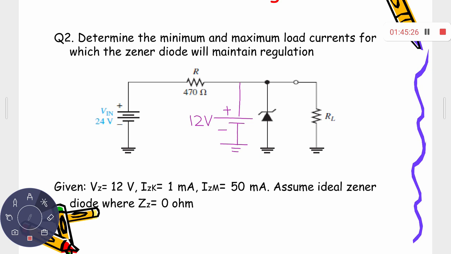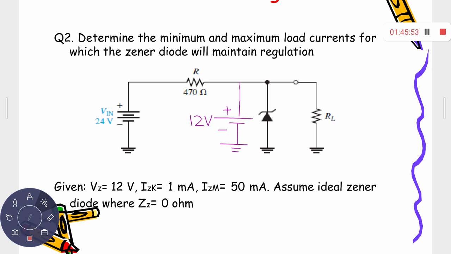In that case, this RL is basically an open circuit, right? And this time, what is your load current? That is the minimum load current. What is the minimum load current? Zero. Because the zener diode can have this entire current, right? It can digest this entire current, 25.5.